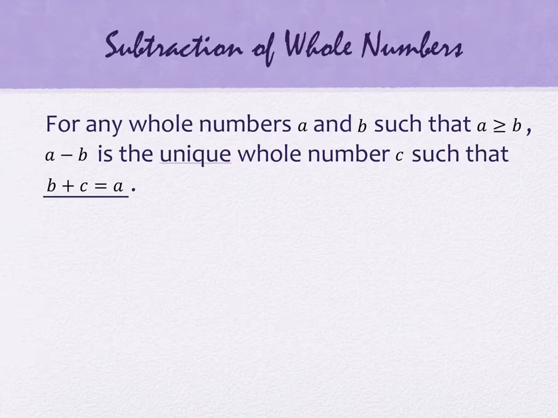So first, a definition of subtraction. For any whole numbers a and b, where a is bigger than b, a minus b is the unique whole number c such that b plus c is equal to a.